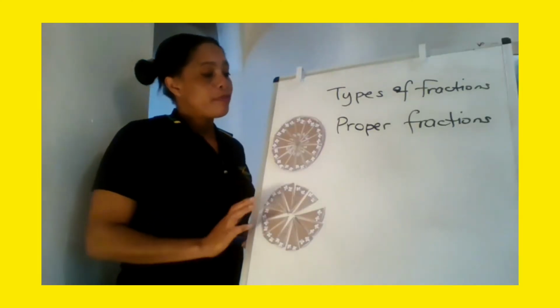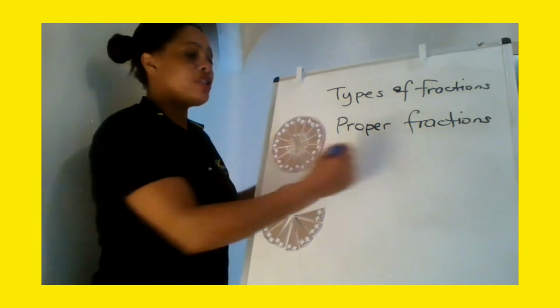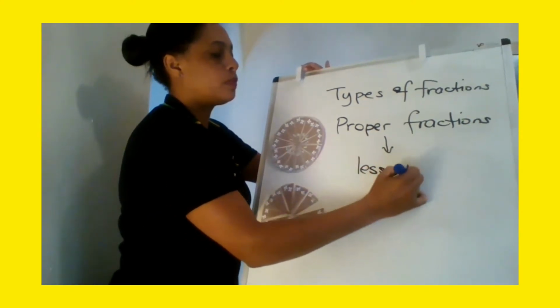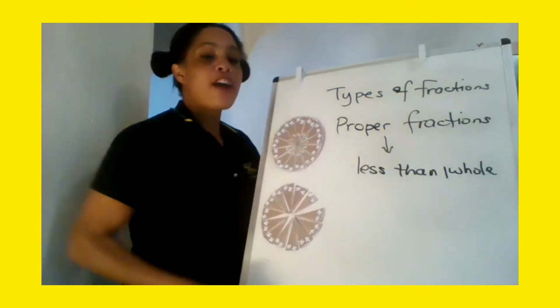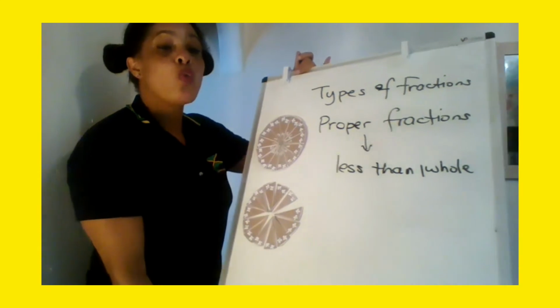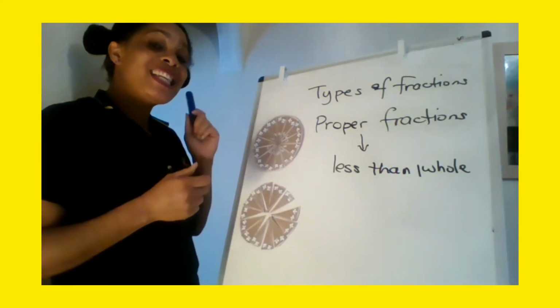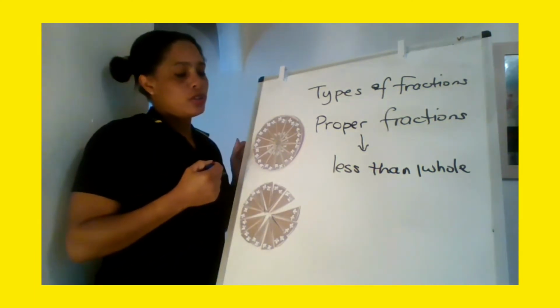What are proper fractions? Proper fractions are fractions that are less than 1. So a proper fraction is a fraction that is less than 1 whole. Let's look a little bit closer at proper fractions.